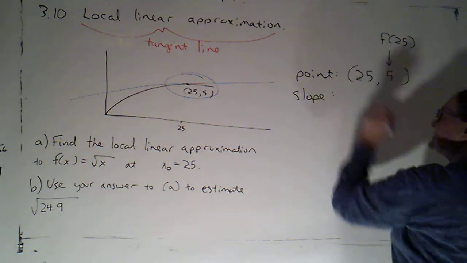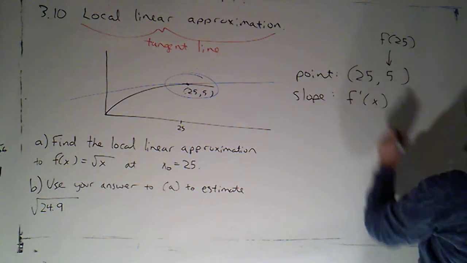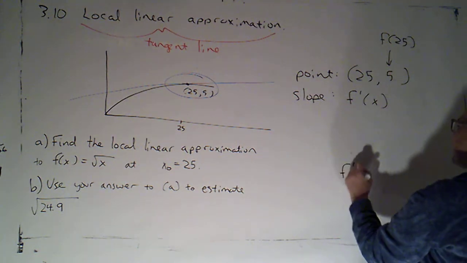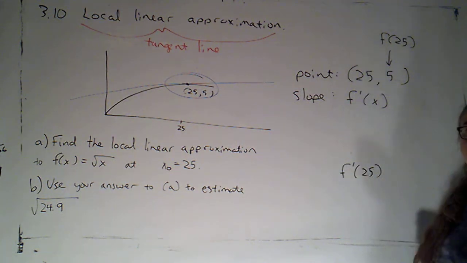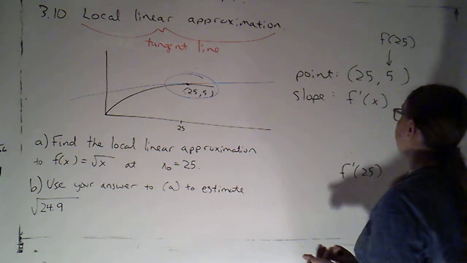Okay, finding the slope, that's going to be a two-step process. We need to find a formula for the derivative function, and once we have that, we can plug in 25 to get the numeric value of the slope of this particular line.